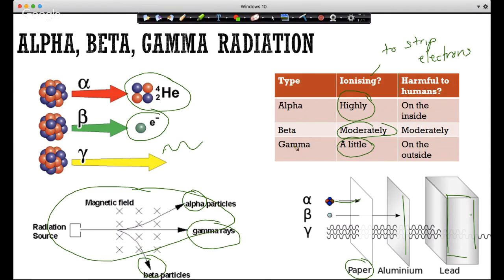The reason why gamma radiation is more likely to hurt us is because it can go straight through us, so it will penetrate us really easily. Alpha radiation won't get into us because it's stopped by paper. So alpha radiation on the outside is quite safe, but on the inside it's really dangerous because it's really ionizing. And beta radiation is kind of in between the two. It's reasonably ionizing and reasonably penetrating, so it is quite dangerous on the inside and on the outside.